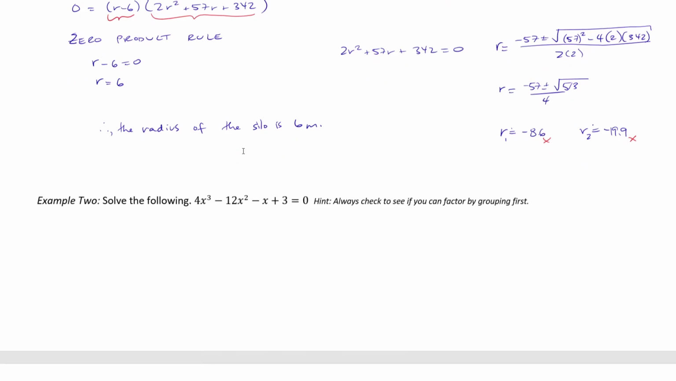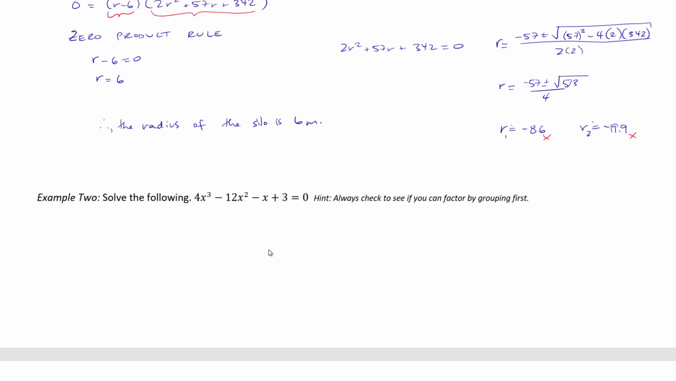Let's continue to move over here. Okay, yet another one. Solve the following: 4x cubed minus 12x squared minus x plus 3 is equal to 0. As you can see, I haven't given a lot of room here, and I've provided the hint, which says always check to see if you can factor by grouping first.